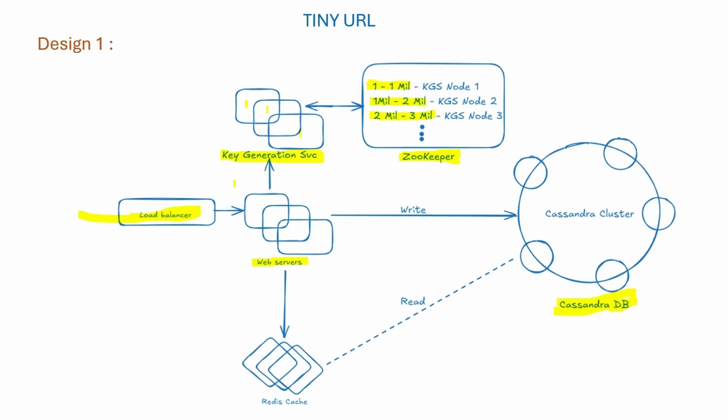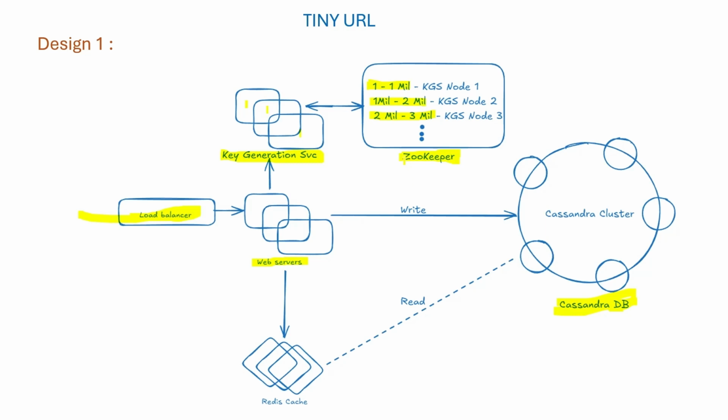Over here, it might seem like the ZooKeeper would be a single point of failure, but that would not be the case. Once 1 million numbers are given to the key generation service, it internally processes all the 1 million numbers and generates base 62 strings for them. They will be loaded into its own internal memory, and it would not depend on ZooKeeper for each and every single short URL. It will be completely retrieved from its memory.